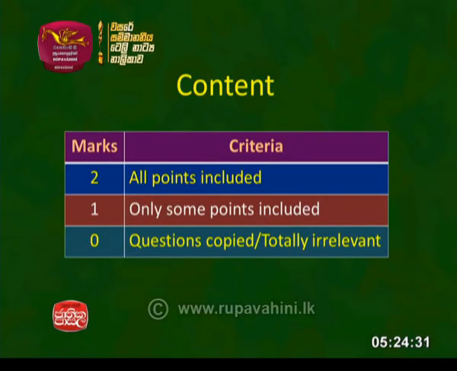So I think you can see the chart on the screen now. So the marks and the criteria are given. So if you want to get good marks in this particular question, that means 2 marks, you have to include all points. ඔබට guided writing නම් ඒ දීලා තියෙන points හැම එකම ඇතුළත් වෙලා තියෙන්න ඕනේ Mr. Terrence. So if not, you will get only 1 mark, only some points included. And remember, you will not get any marks if the question is copied or totally irrelevant.